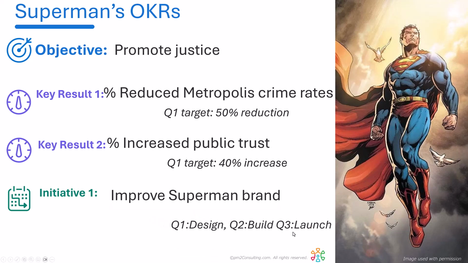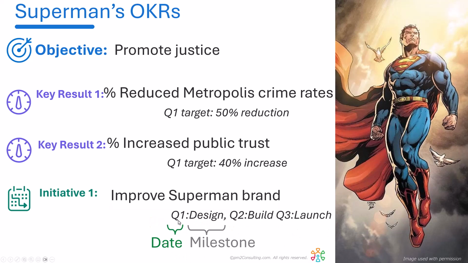And then, like the key result, we need to specify the date and not a smart measure, not a number, because this isn't a run the business, this is a change the business, the milestone. So in Q1, we're going to design a new brand. In Q2, we're going to build the assets. And then in Q3, we're going to launch the new brand. So again, date, and in this case, milestone.